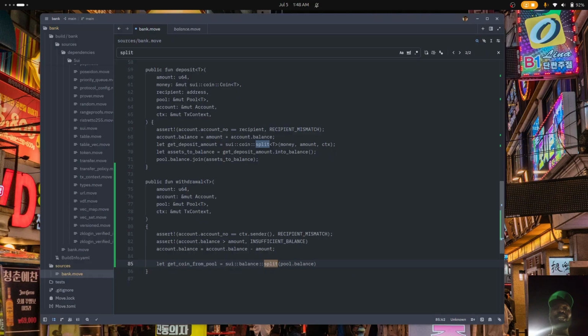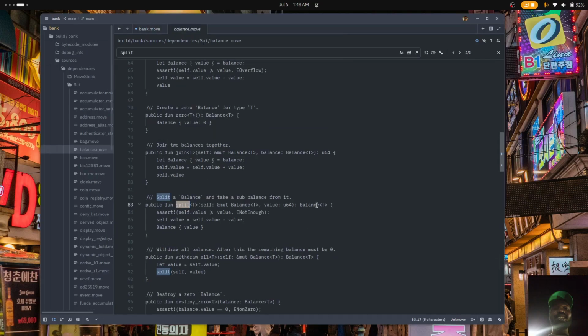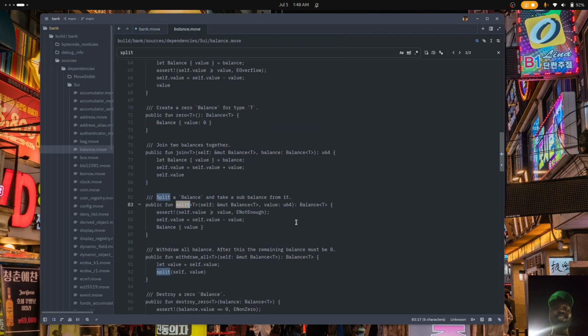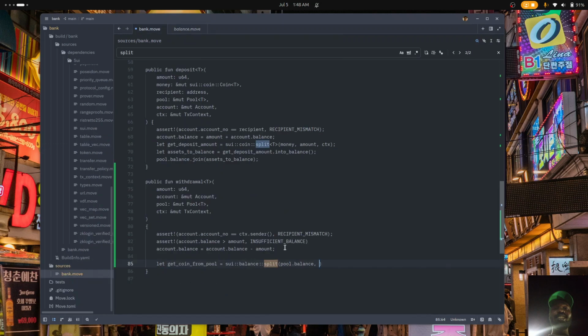Balance of the pool, and it has to be immutable. Yep. Passing the balance of the pool, and the next thing I want to pass in is the amount. So we want to put the amount in here, right? So with this, we'll split it out, getting the coin. So what we want to do next, since we've gotten the coin, is transfer that coin to the destination address.